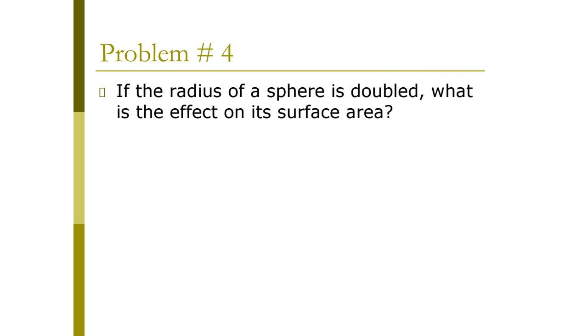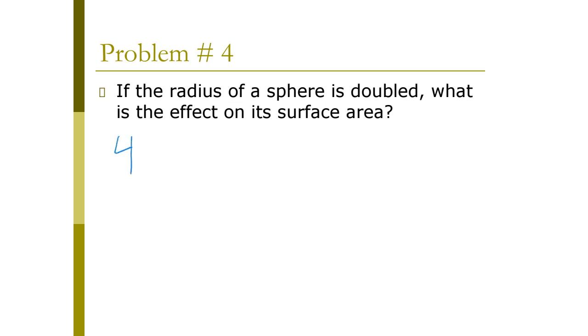All right, here we have: the radius of a sphere is doubled. What is the effect on its surface area? Well, intuitively, we think, well, you double it, right? But we may have noticed in chapter 11, I want to say 11.7, with ratios of areas, that's not necessarily the case. So let's see here.